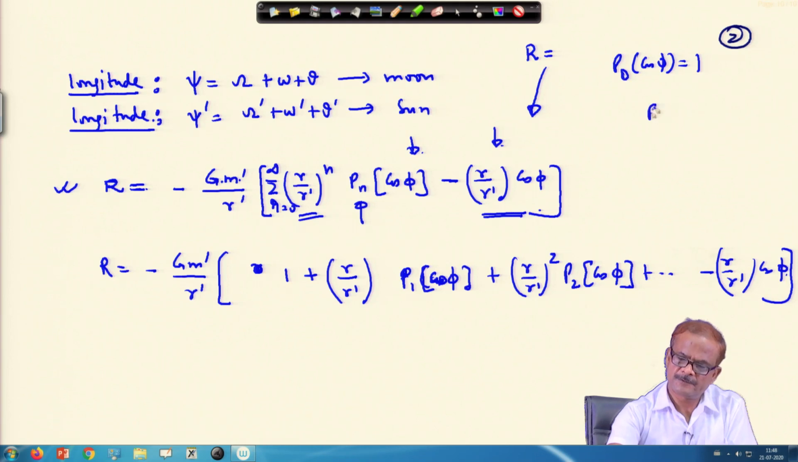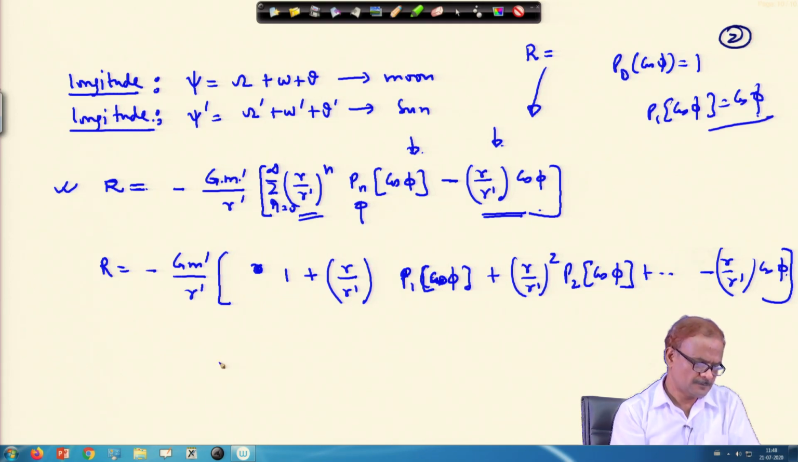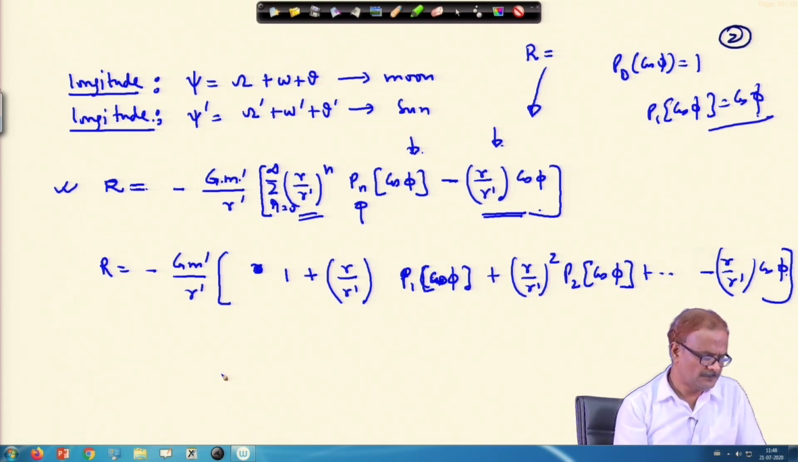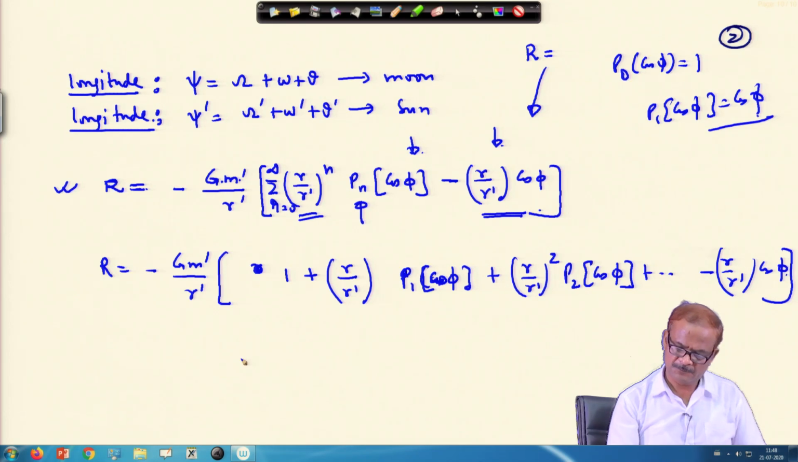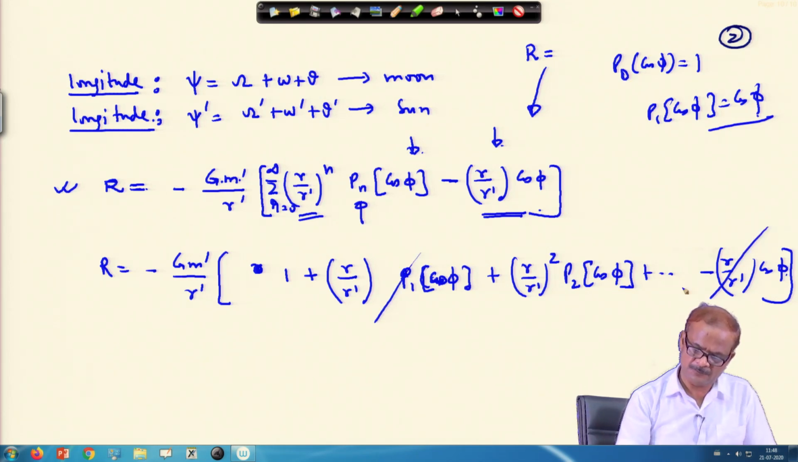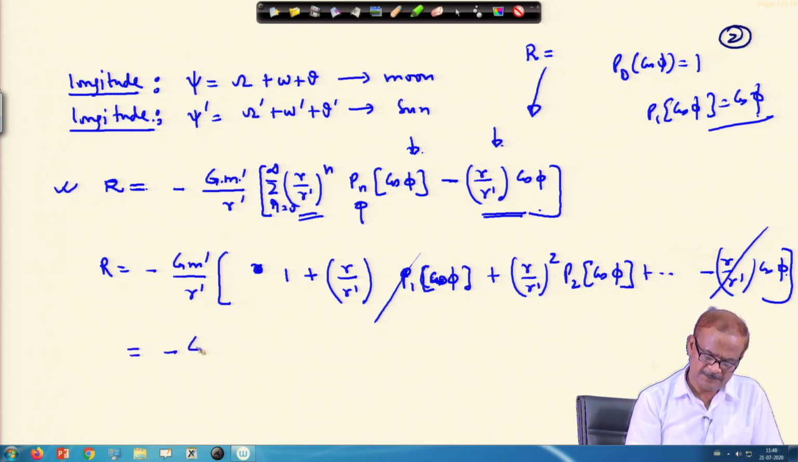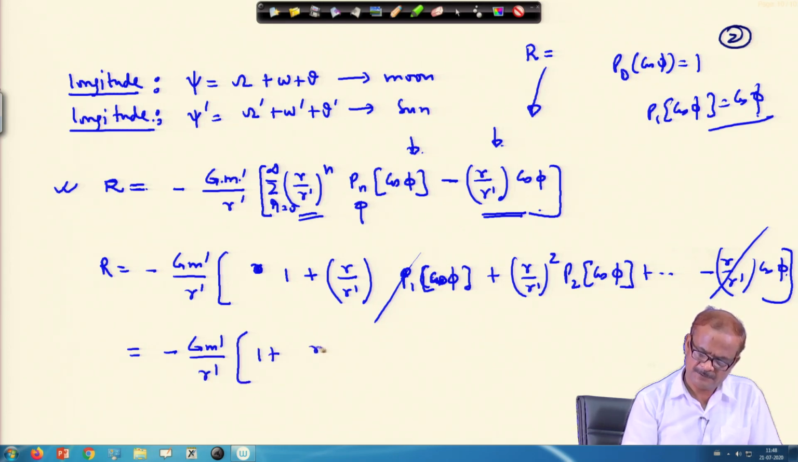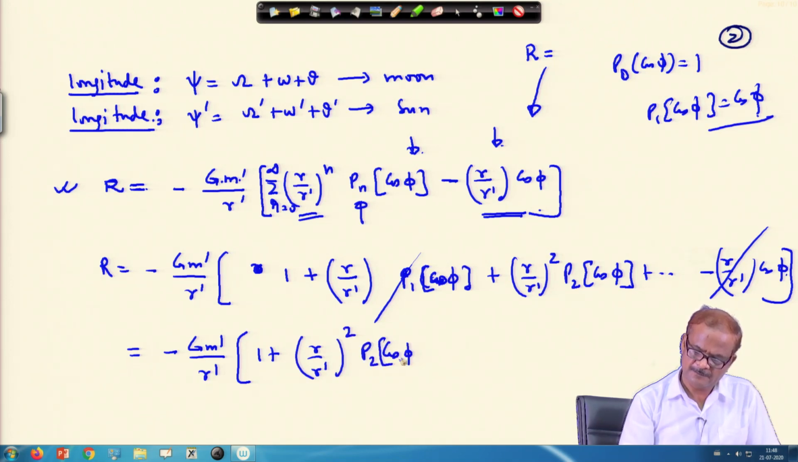So, P 1 cos phi is equal to cos phi, and if we utilize this value, this term and this term will drop out, and then we are left with G m prime divided by r prime, 1 plus r by r prime square P 2 cos phi.